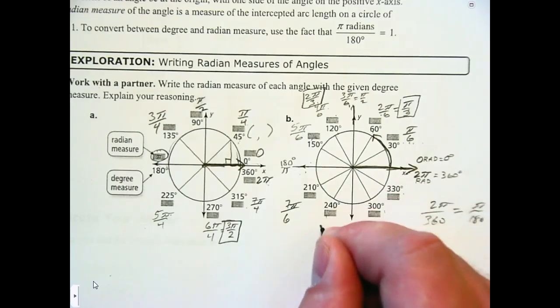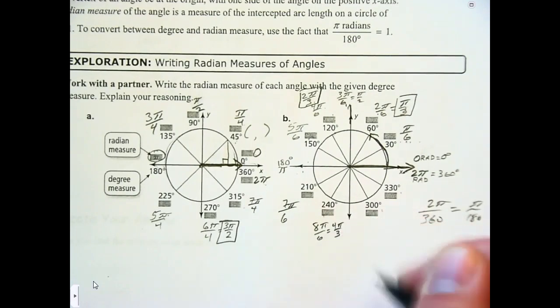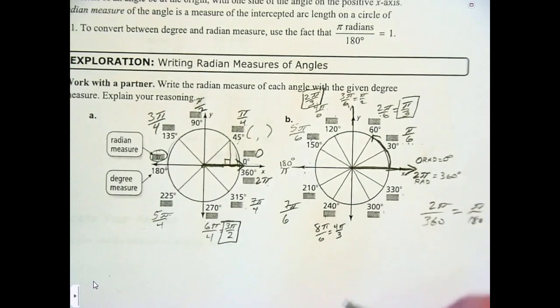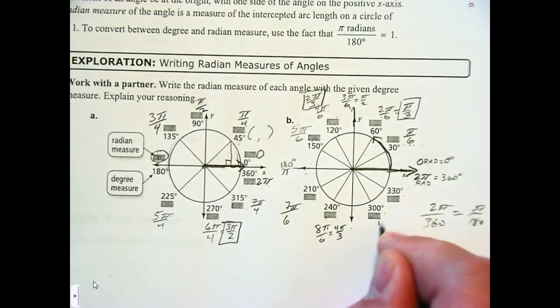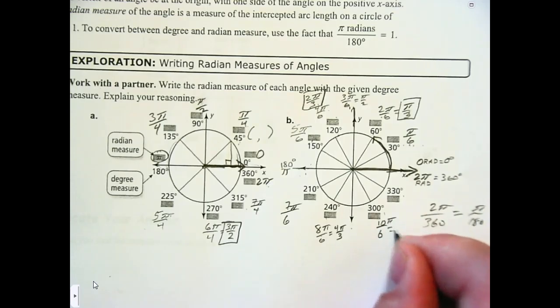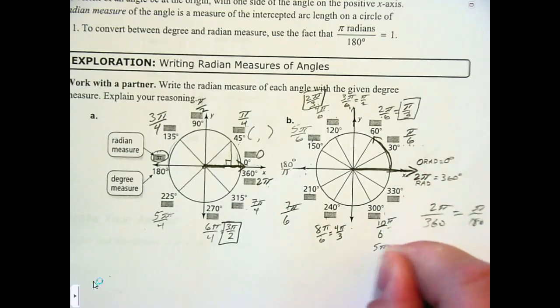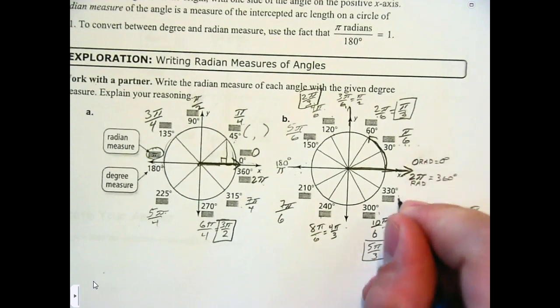Okay. 8 pi over 6, or 4 pi over 3. Okay. Notice we can't break this one. Well, we won't go there. 8 over 6, 9 over 6, 10 over 6, which is 5 pi over 3. And the last one, good, 11 pi over 6.